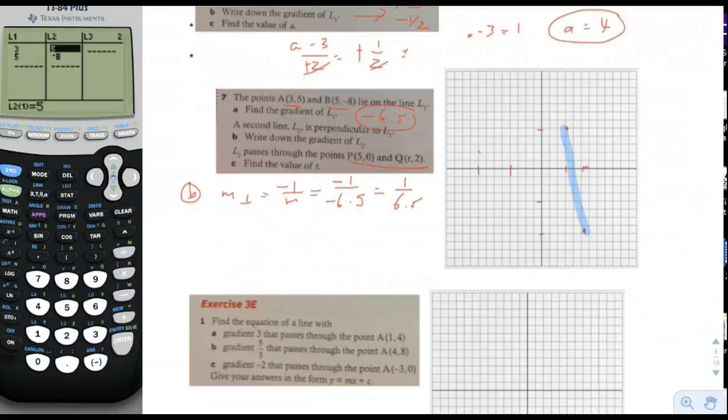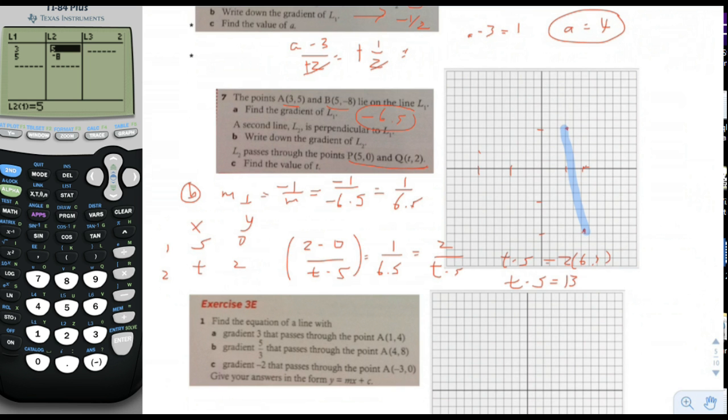Okay, so now we could write down the 2 points here. So we have (5, 0) and (t, 2). What's the slope of these 2 points? y2 minus y1 divided by x2 minus x1. And we set that equal to 1 over 6.5, which is equal to 2 divided by t minus 5. So t minus 5 equals 2 times 6.5. So t minus 5 equals 13. t equals 18.